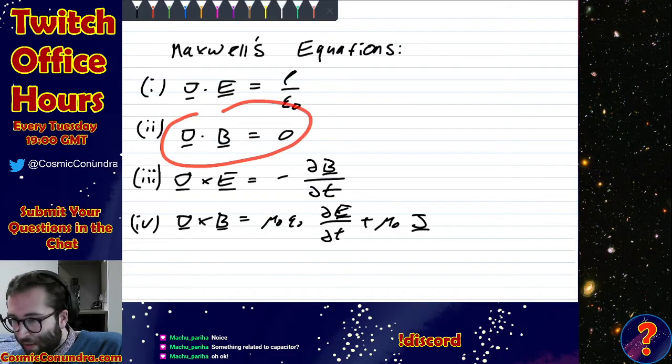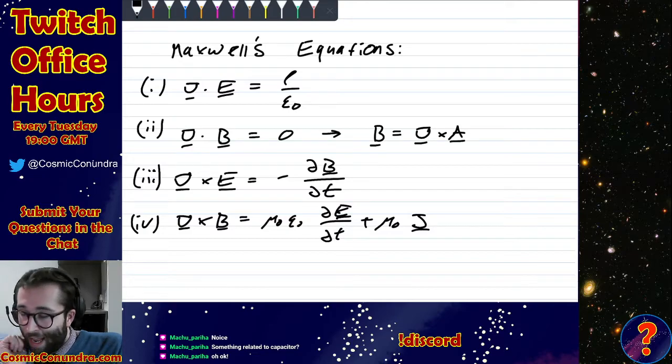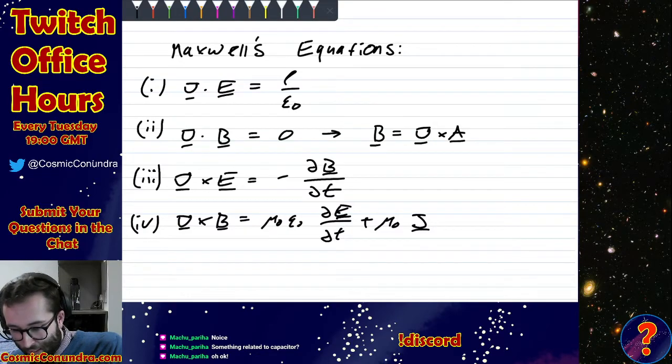So from Maxwell's law, the divergence of B being 0, and from a standard vector calculus identity, it's convenient for us to define this vector potential A such that B is given by the curl of A, because this is identically 0. If you take the divergence of the curl of something, it's always 0. So this will always satisfy this equation here.